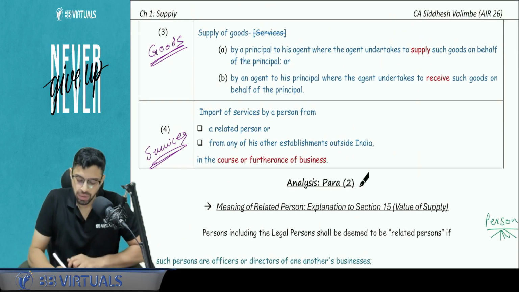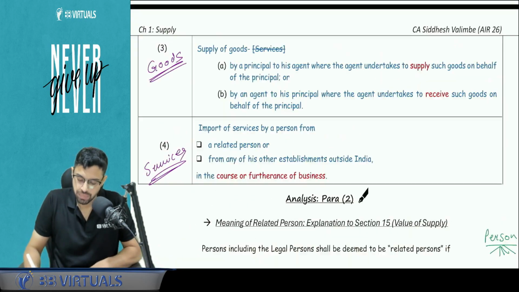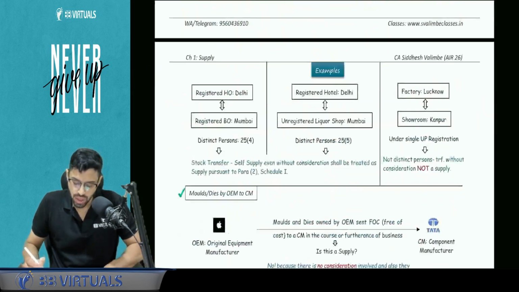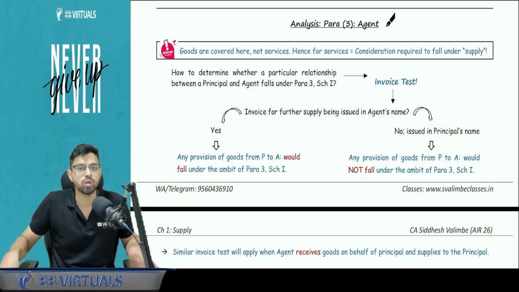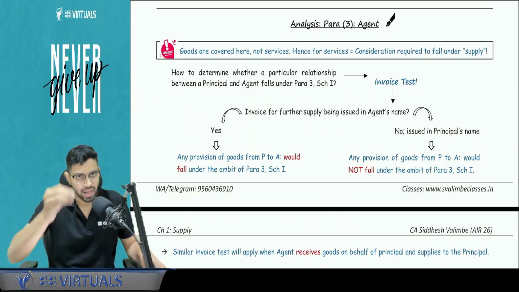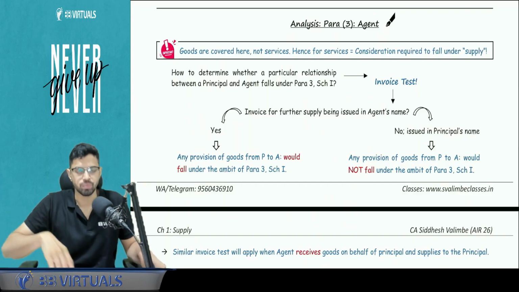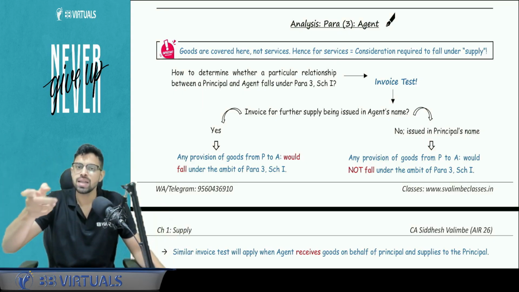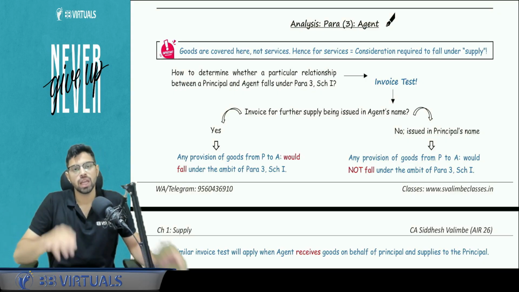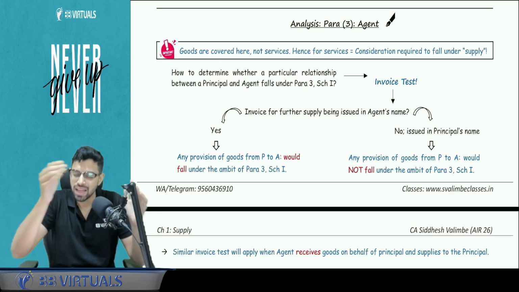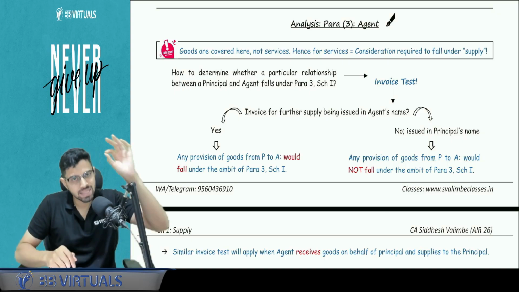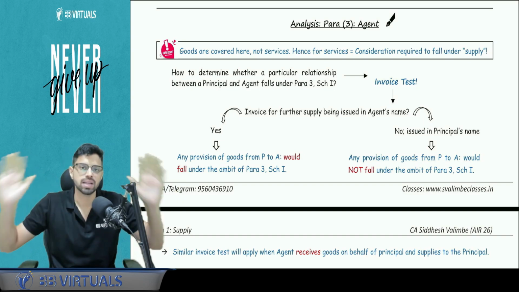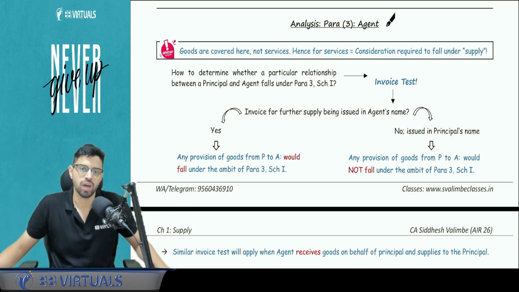Now let's focus. Here there is a condition known as the invoice test, that you already know. What is the invoice test? The invoice test is a simple test in which you need to see whether the invoice of supply, I am taking the example of supply, it can be receipt of goods also. If the agent is supplying the goods to the customer, is the invoice in his name or not? If the further invoice is in the name of the agent, in that case between principal and agent also the transfer will be considered as supply under Schedule 1 paragraph 3.